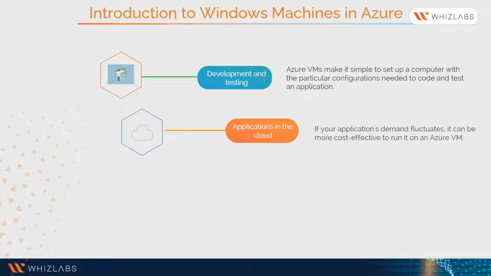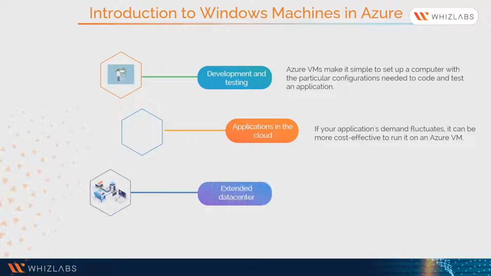Applications in the cloud. If your application's demands fluctuate, it can be more cost-effective to run it on an Azure VM. You pay for more virtual machines when you need them and turn them off when you don't. Extended data center. VMs in an Azure virtual environment can link to your organization's network with ease.